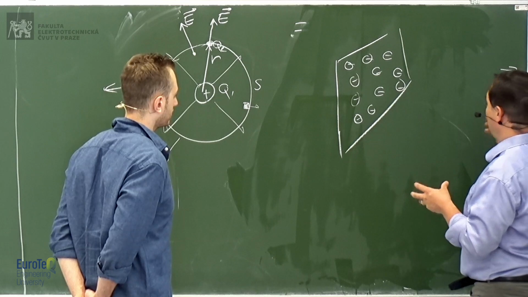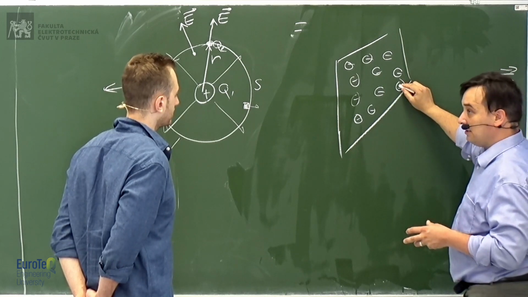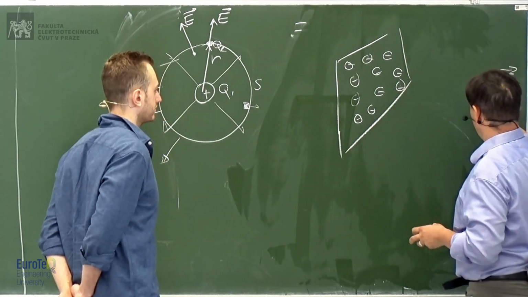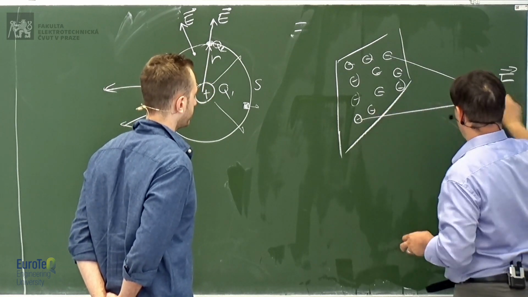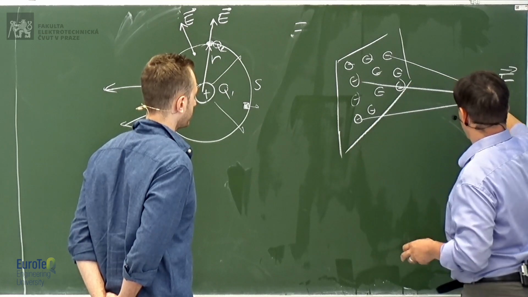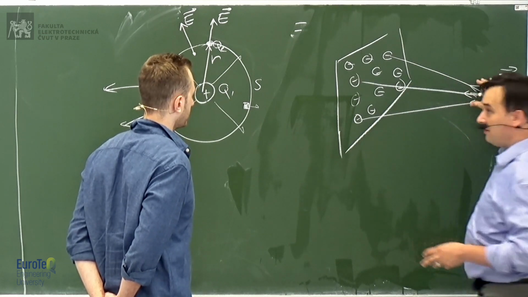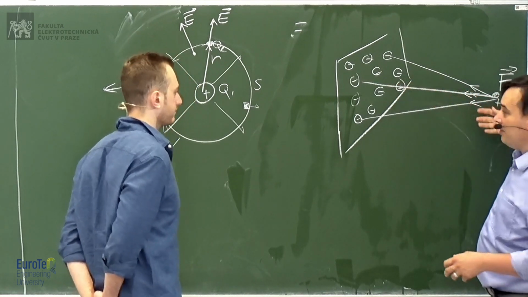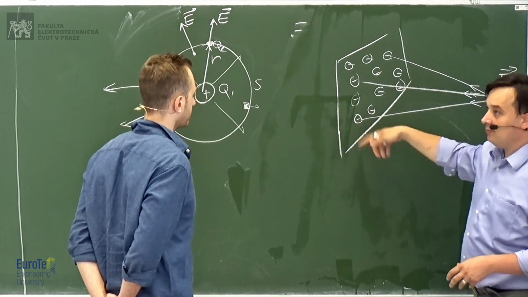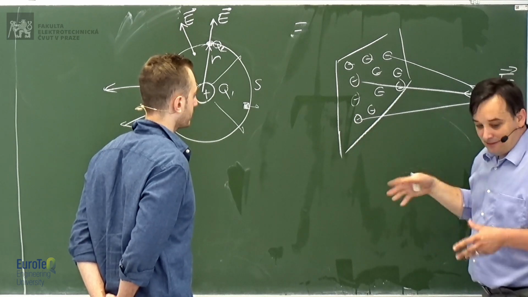Well, you can imagine that each of these points would contribute one force in this direction. So yes, this will create a force in this direction. So the force will be the vectorial sum of all the individual forces generated by the individual charges. Okay, but that's not so important.